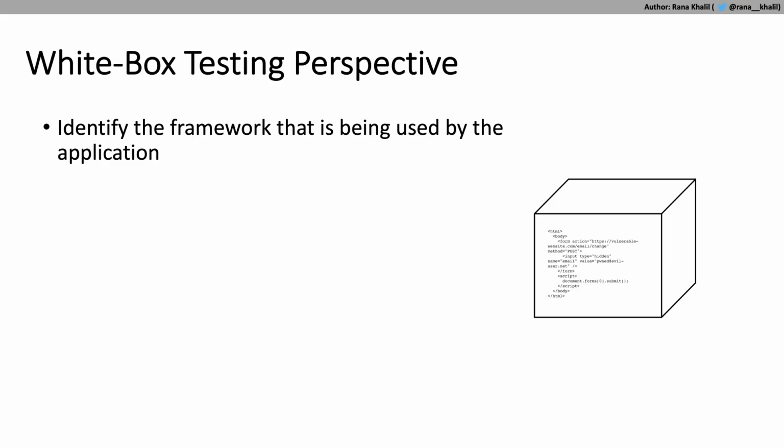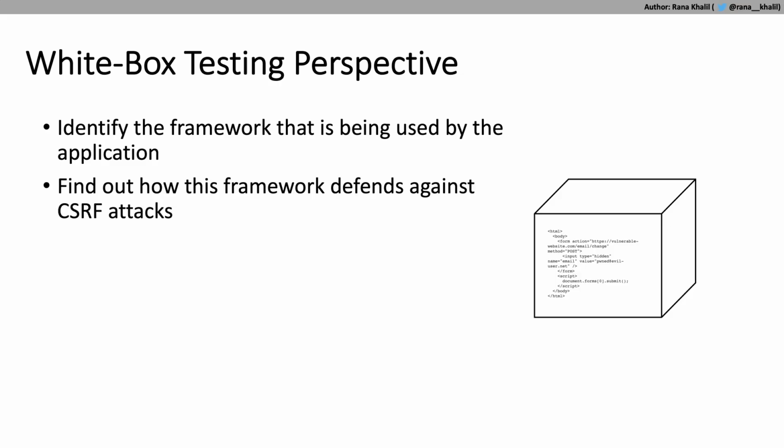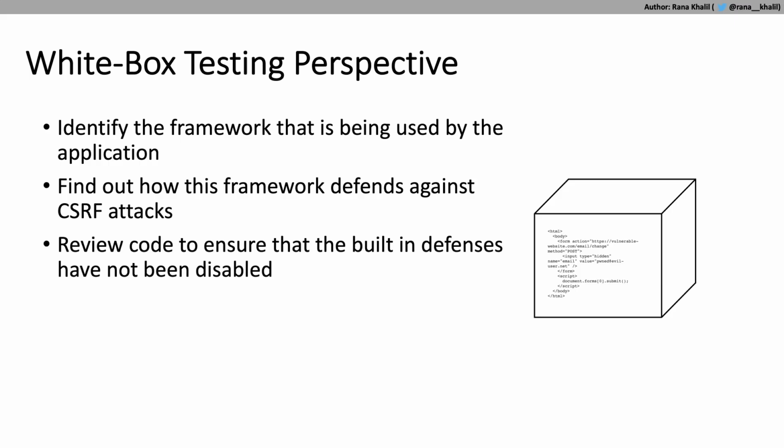In that scenario, what I would do, which again I've never done before, is first read the code to identify the framework being used by the application. The reason I do that is because modern frameworks have built-in defenses for CSRF vulnerabilities. As long as I know the framework, I can find out how it defends against CSRF attacks instead of having to figure it out on my own by looking at the code. Once I find that out, which is really just a Google search, I would review the code to ensure that the built-in defenses have not been disabled.